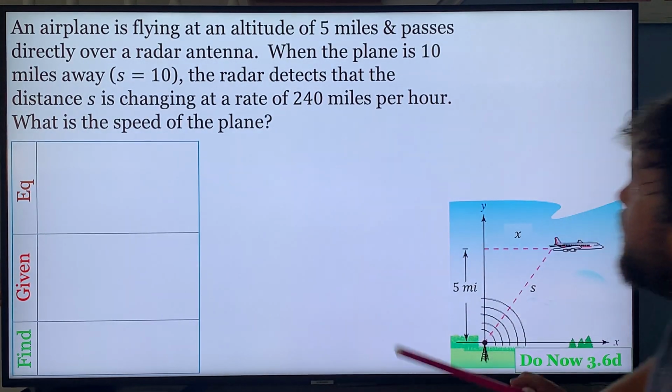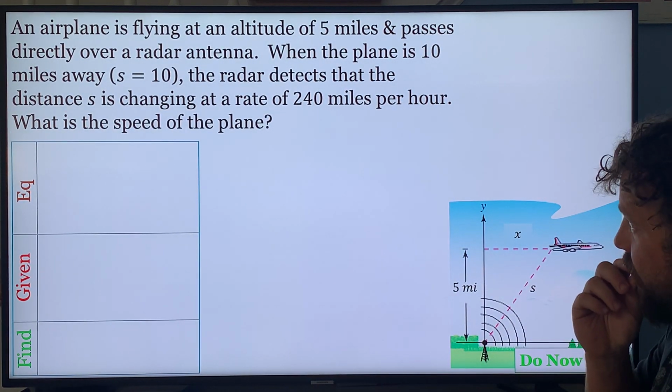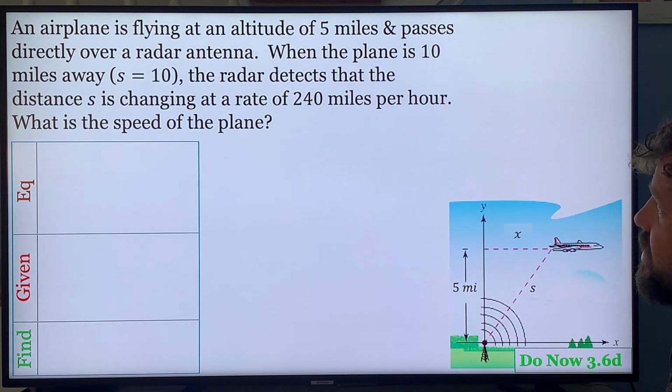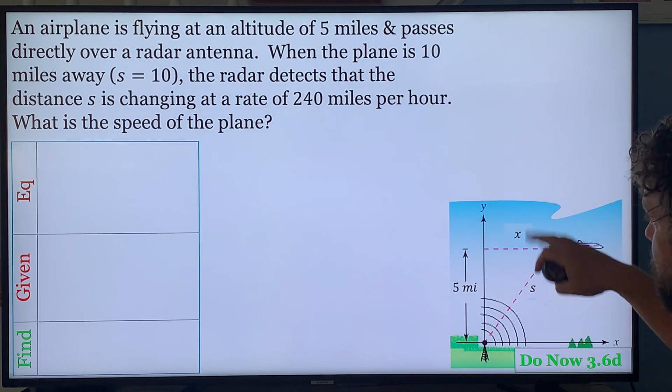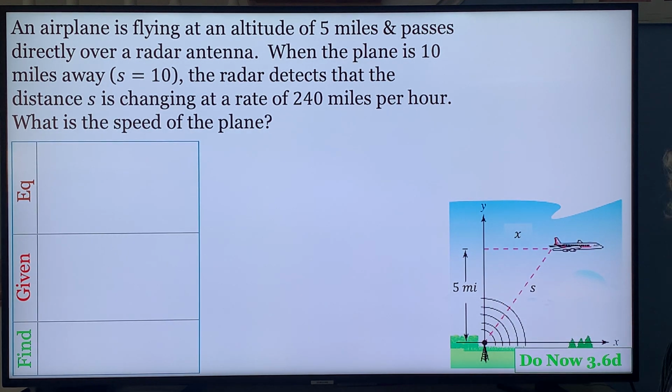An airplane is flying at an altitude of 5 miles and passes directly over a radar antenna. When the plane is 10 miles away, the radar detects that the distance is changing at a rate of 240 miles per hour. What is the speed of the plane? Now, look, do you see angles? No. Do you see a right triangle? Yes.